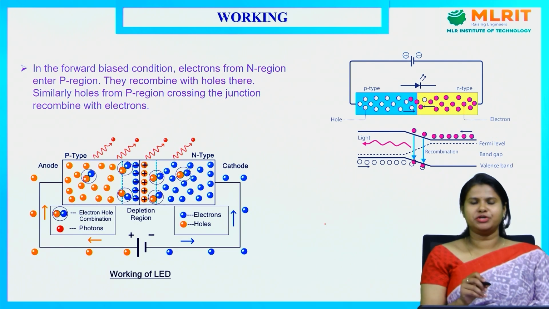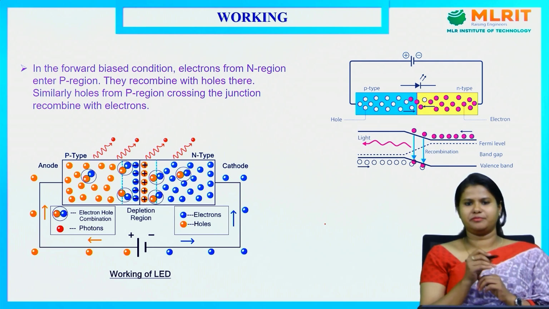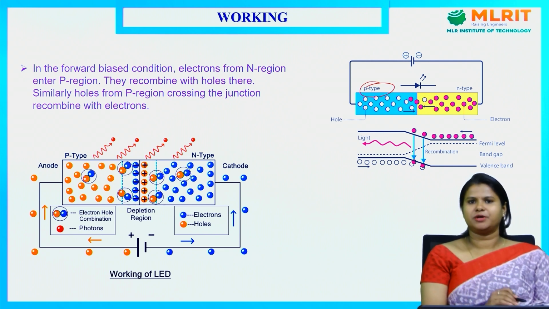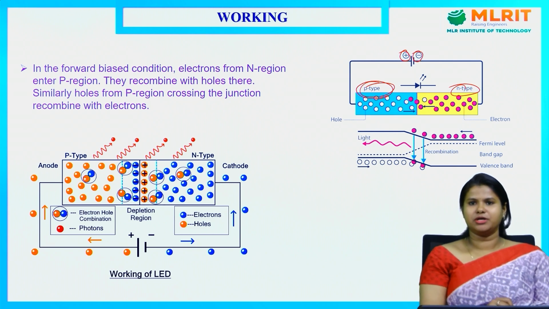Let's go to the working, how this LED will work. As I told previously, this LED works in forward bias condition. This is nothing but a PN junction. Here the P-type semiconductor is connected to the positive terminal of the battery and the N-type semiconductor is connected to the negative terminal of the battery. So this is the forward biased PN junction.